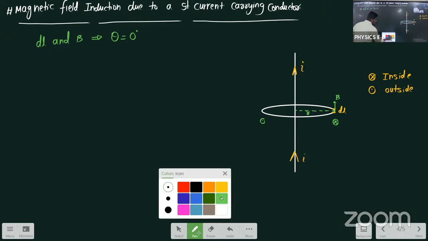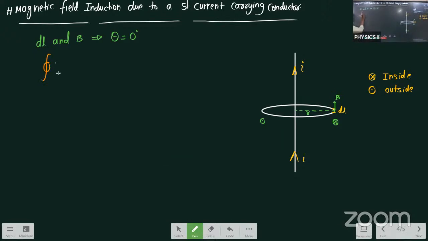So what is Ampere's law? We know that Ampere's law is given as the closed integral of B dot dl is equal to mu naught times the net current flowing through that enclosed surface. So this is the enclosed surface. Some current I is flowing through it. Due to this current I, some magnetic field will be created around this wire. So we are determining the magnetic field due to this straight current carrying conductor at some distance r.